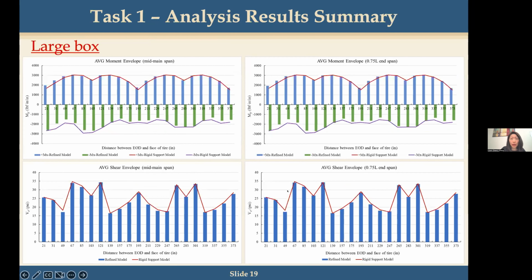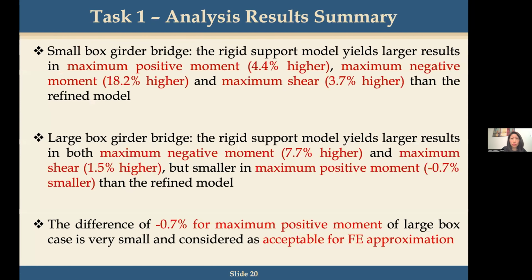Same thing, we extracted the data for the large box girder, and the conclusions we obtained are some of the following results. For example, for the small box girder, the rigid support model yielded a slightly larger maximum positive moment, a somewhat larger maximum negative bending moment, and a maximum shear about 3.7% higher than the refined model. For the larger box girder, we also had a similar conclusion.